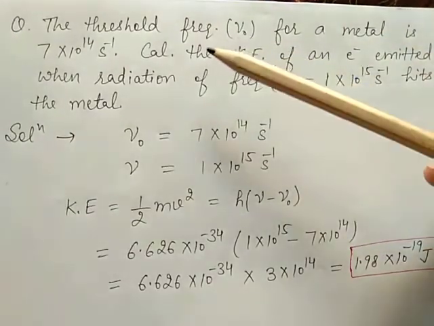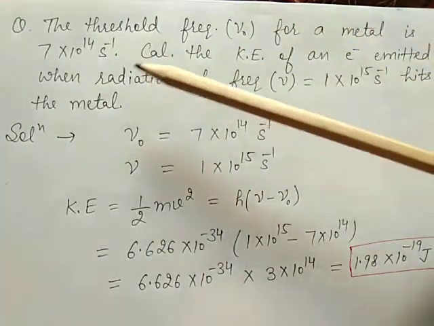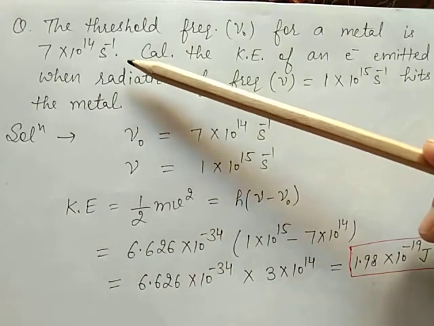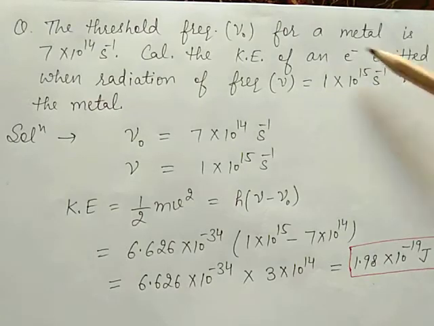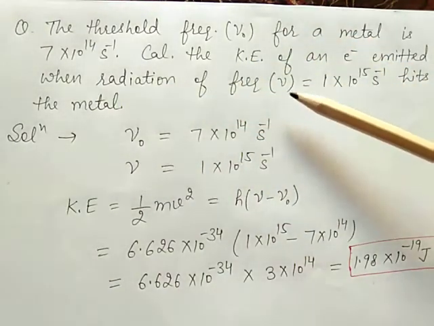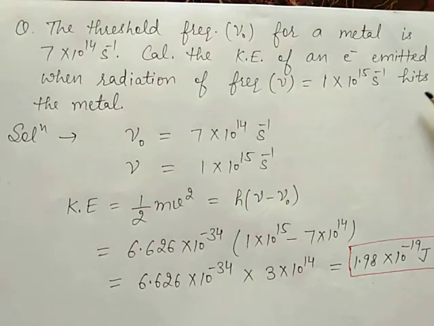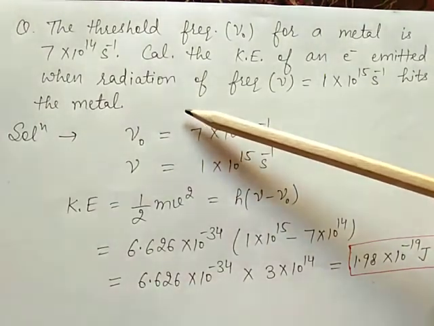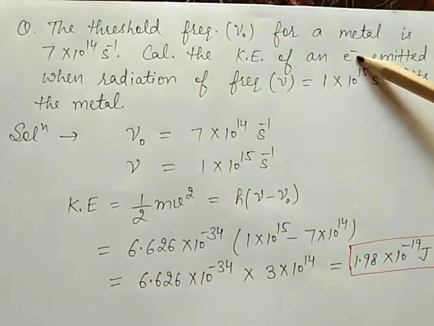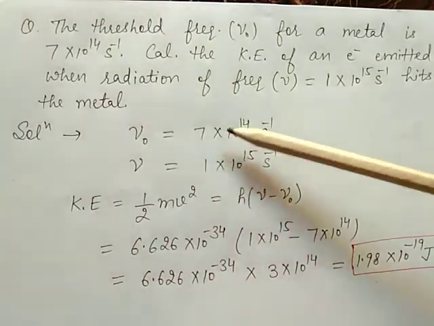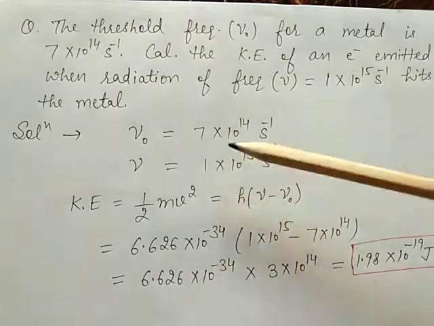Now take one numerical problem. The threshold frequency nu naught for a metal is 7 multiplied by 10 raised to power 14 per second. Calculate the kinetic energy of an electron emitted when radiation of frequency nu equal to 1 multiplied by 10 raised to power 15 per second hits the metal. How will we calculate the kinetic energy of an emitted electron? Nu naught is given, nu is also given, the frequency of light.